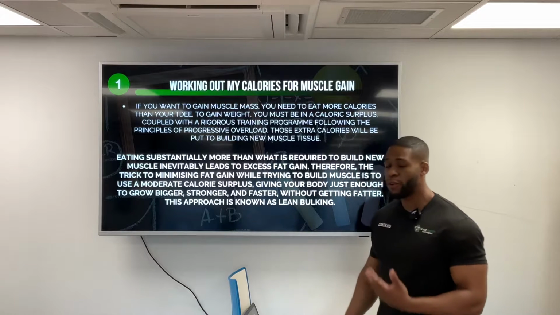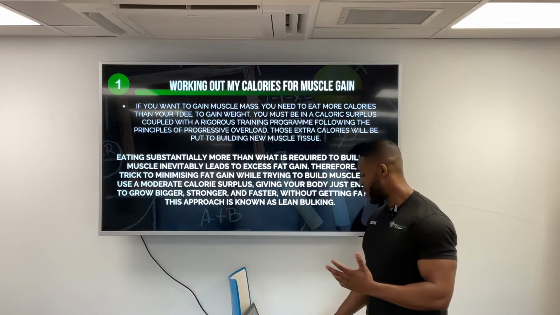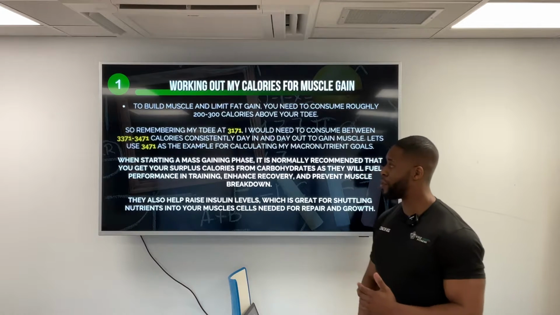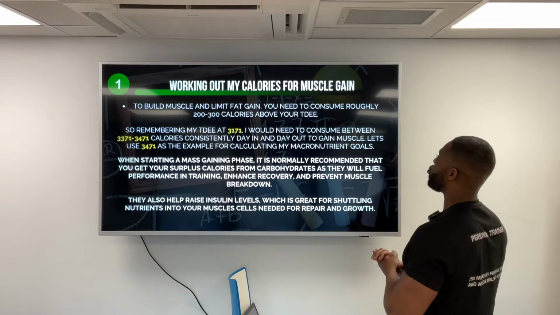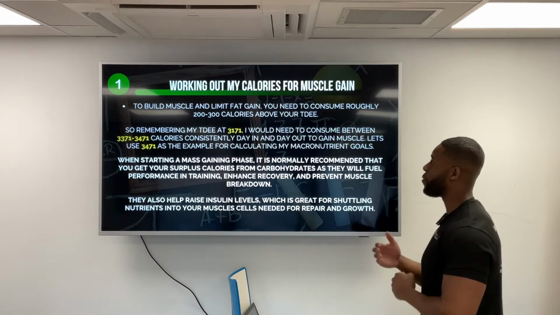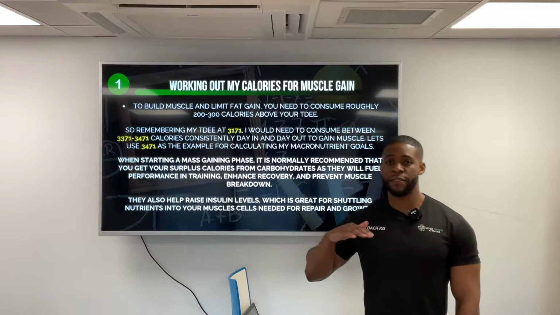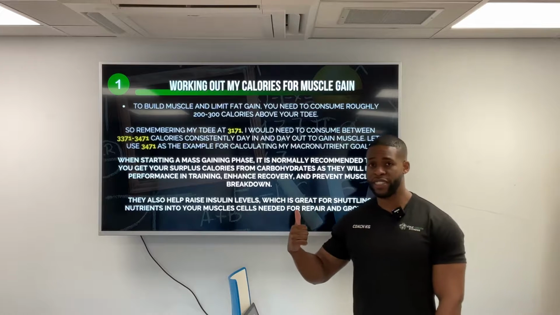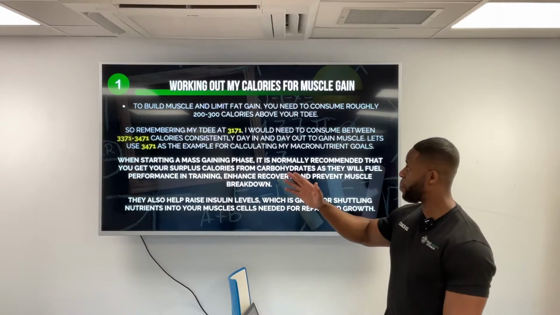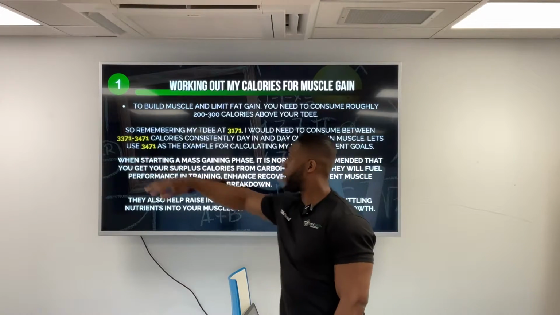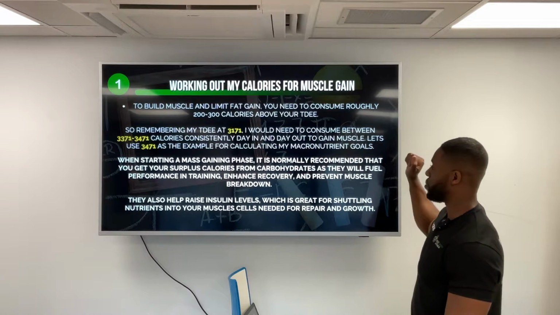I'm going to give you a few numbers here to look at what we should go for, and then we can progress from there to work out my macronutrient goals. To build muscle and limit fat gain, you need to consume roughly 200 to 300 calories above your total daily energy expenditure. Remembering my maintenance level to stay at the same weight is 3,171, we're going 200 to 300 calories over. We're going to use 300 calories as an example, which gives the number 3,471. We need to have this consistently day in, day out to gain muscle, okay?